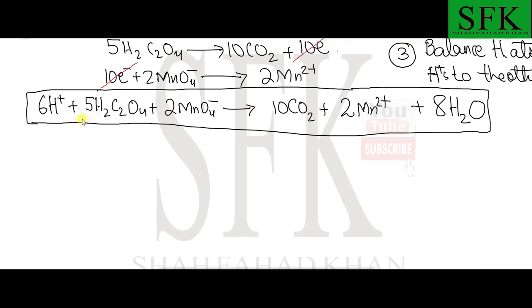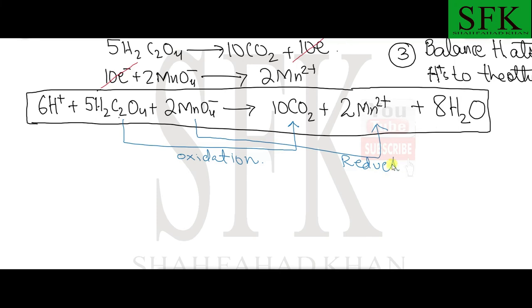So oxalic acid is being oxidized by manganate ions. Oxalic acid gets converted to carbon dioxide, and this is basically oxidation. Whereas the oxidizing agent itself, the manganate, gets reduced to manganese 2 plus, which is reduction.